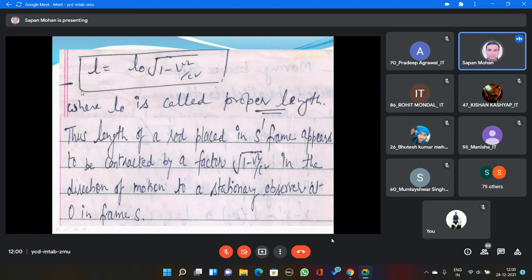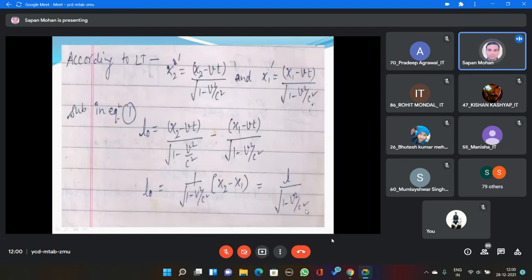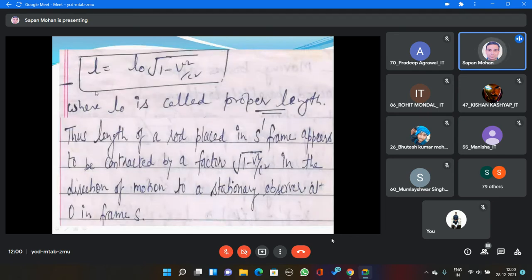So L, in simplified form, you can write this, take this factor. So you can learn this formula: L is equal to L naught root 1 minus v square by c square. So length is changing. The length of a rod or a meter stick in one frame is not equal to the length measured in another frame that is moving with some velocity. So there is a change by this factor.